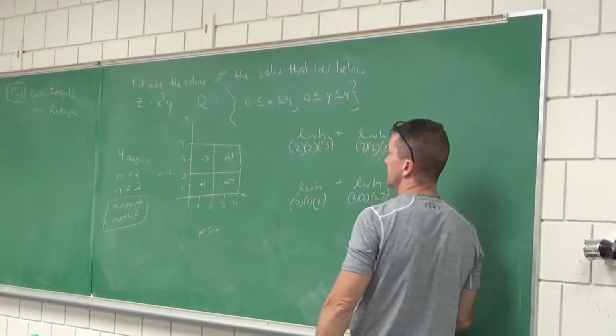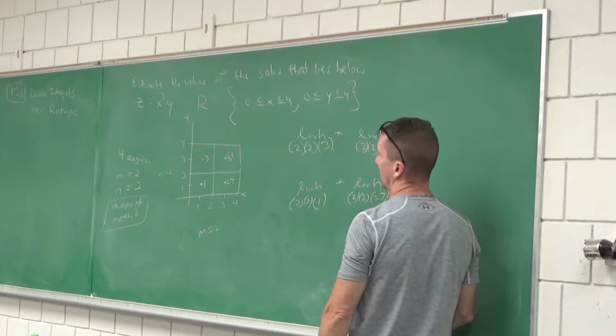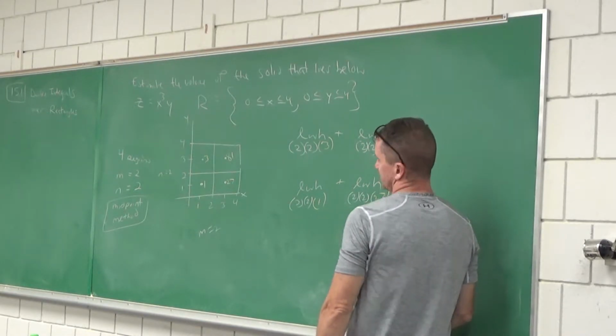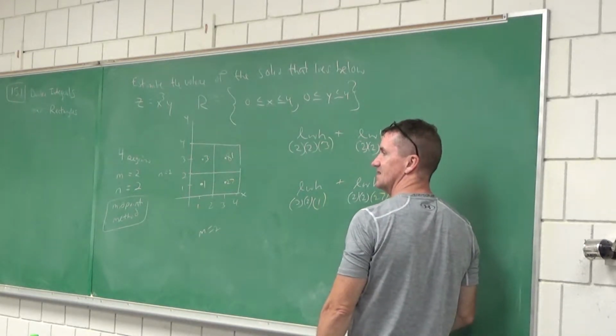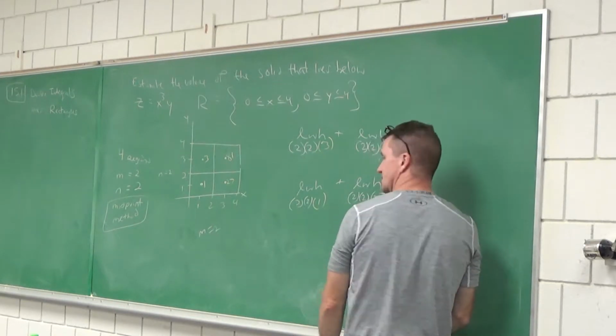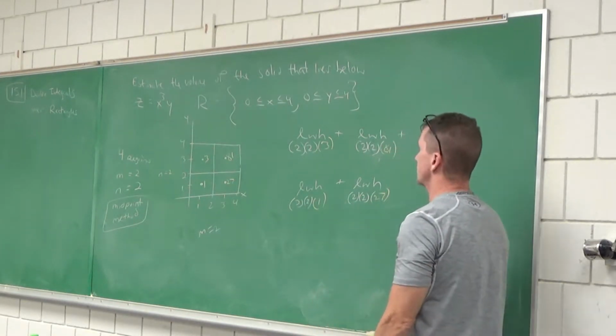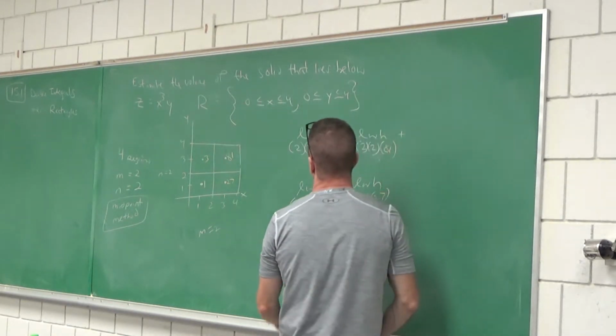I just sum these up, and then that's the estimate of the volume of the solid. It's not exact, but it's an estimate. Right? It's the midpoint method, so that's usually the best. All from the Riemann sums. Midpoint method is a nice method.